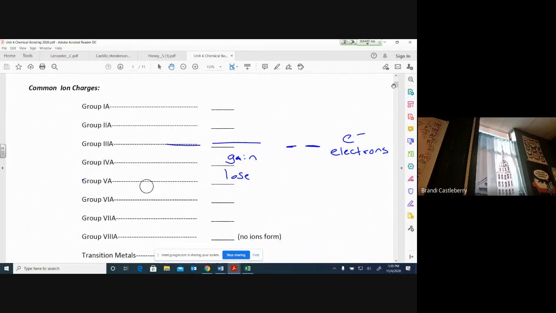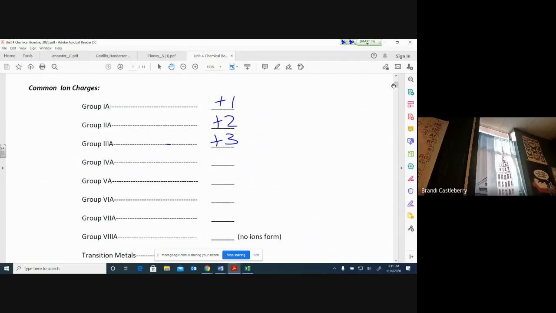Now, these are the groups on your periodic table that I just made you label. You've already done this. We're just filling it in. Group 1 has a +1 charge every time. When something in that first column makes a bond with something else, it will lose an electron. That's what it likes to do. Everybody in column 2 likes to lose 2 electrons. That's what makes them stable. If they lose 2 electrons, they become positive by 2. In group 3, they like to lose 3 electrons. If they lose 3 negative things, they become positive by 3.